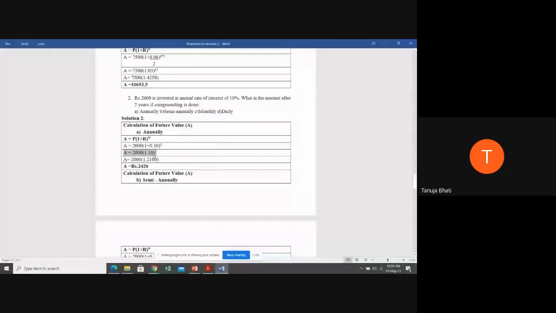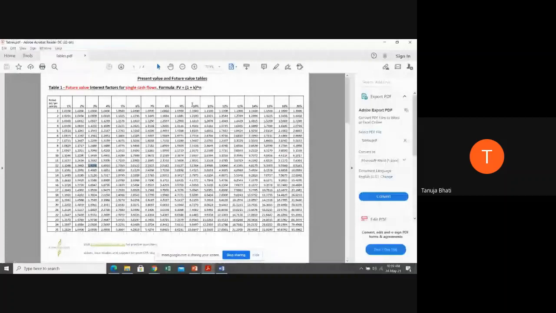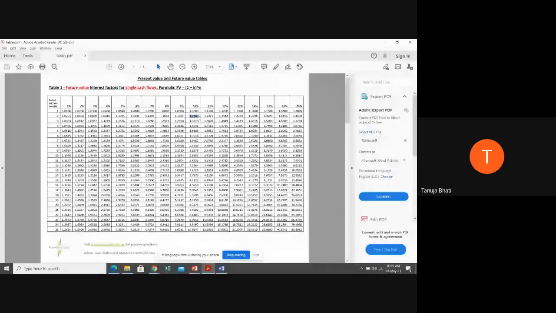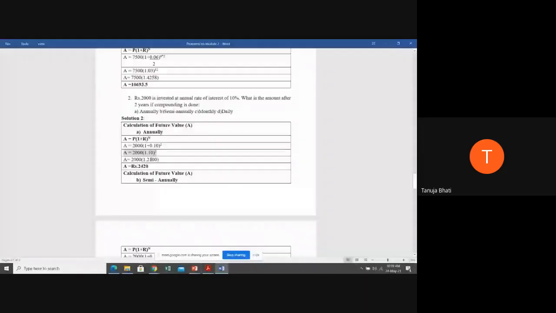So students, here you can see 10% and number of years will be given vertically. So 2 years. To that, what is the corresponding figure? The corresponding figure is nothing but 1.2100. So 1.2100 into 2000 will give you 2420, which is your future value if you are compounding your interest annually.